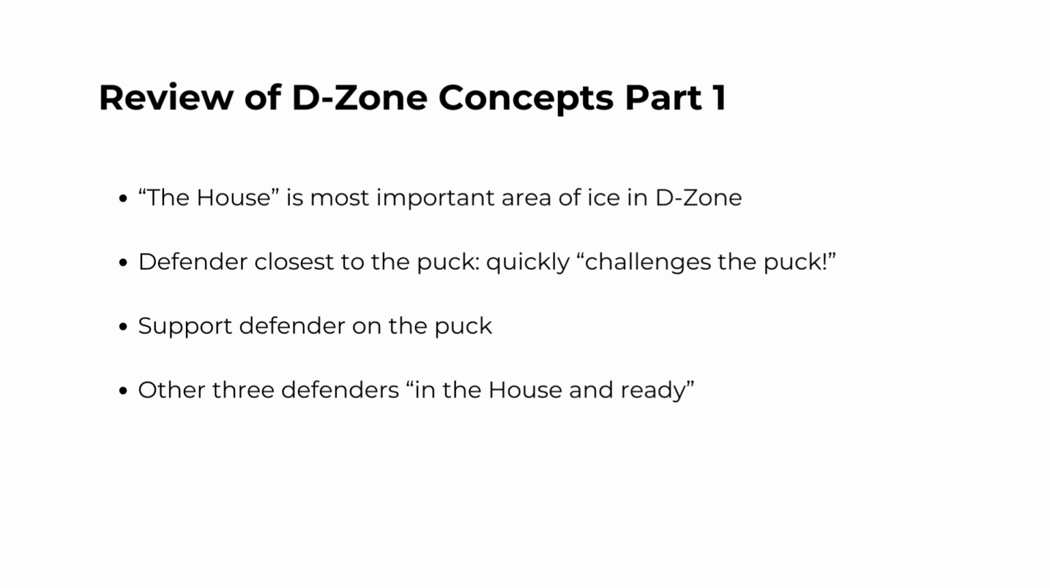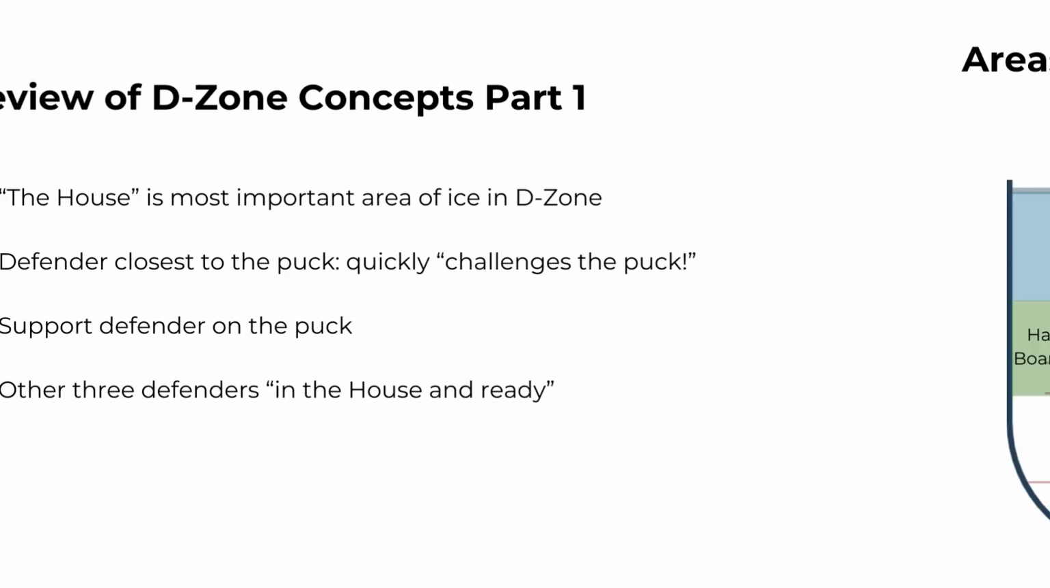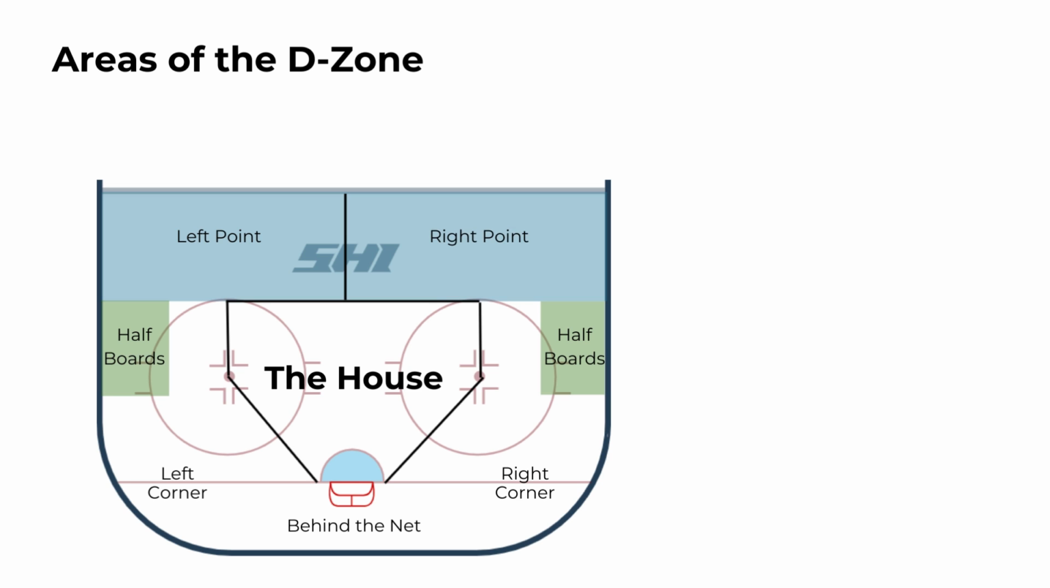The house is the most important area of the ice in the D zone. This is the area where most goals are scored, so we must make sure we are protecting it. We also discussed that the defender who is closest to the puck is responsible for quickly challenging the puck. And we want to have a second player supporting on the puck. Our other 3 defenders are going to be in the house and ready. In part 1, we also discussed the various areas of the D zone. Now, let's build on those basics.